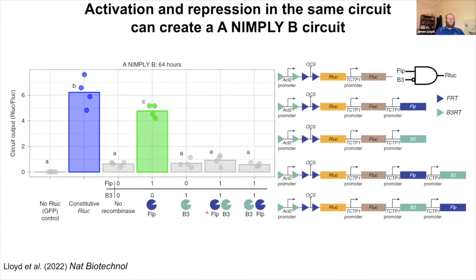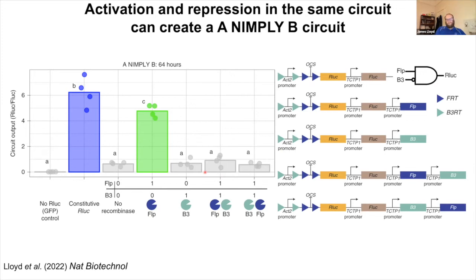But then if we activate B3 or B3 and FLP, what we do is we remove the actin-2 promoter. So it doesn't matter if the terminator is removed, because if the promoter is removed, you're never going to get expression of RLOC. And that's exactly the behavior that we saw. So this was a really wonderful experiment and showed that we're able to build these more complicated circuits that integrate both activation and repression into it and replicate expression patterns similar to what we see in the lac operon and potentially in other places in nature.